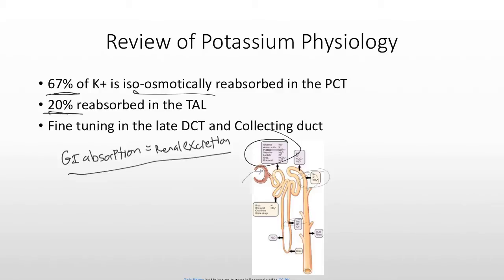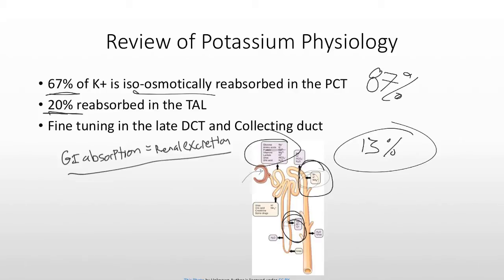20% is reabsorbed in the thick ascending limb, and then the rest, that is 87%, almost exactly those amounts, are reabsorbed in those two places, and so all of the fine tuning is done right here at the collecting duct. So in general, there is a 13% play where we can excrete up to 13% of the filtered load, or down to as low as about 1% of the filtered load.